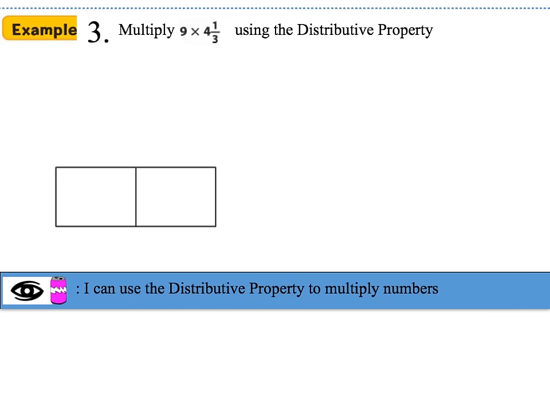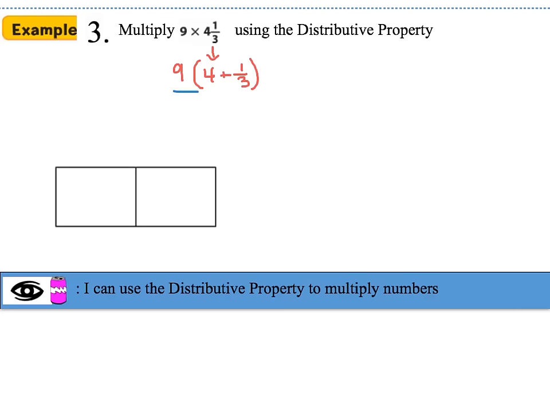Now for example 3, it's asking us to multiply 9 times 4 and 1/3 using the distributive property. And we're going to use the same concept that we've done before. Let's break up 4 and 1/3 into 4 plus 1/3. That's still equal to 4 and 1/3. We just separated the numbers, or we broke them up. And since we're multiplying it, we're going to group these together and write the 9 on the outside.